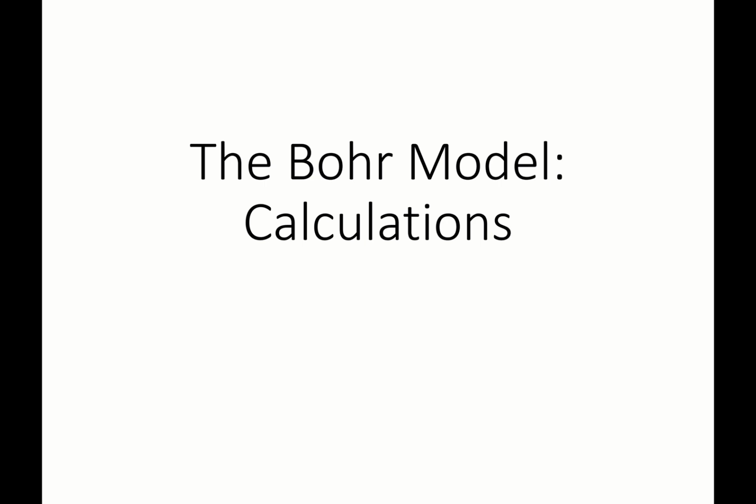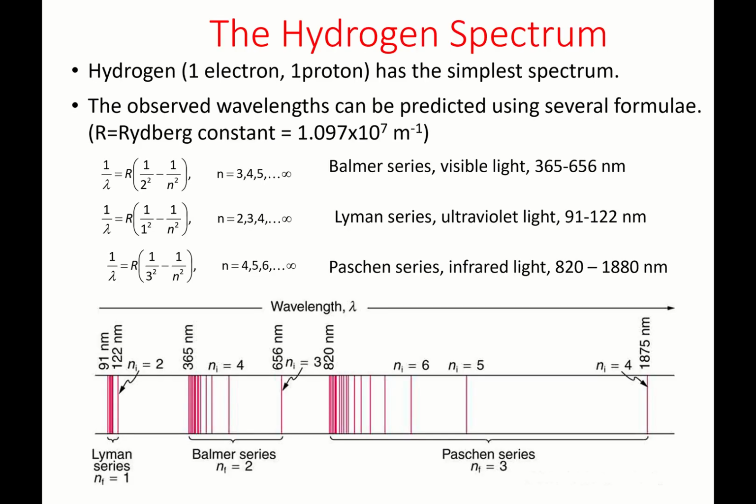Okay, so let's talk about doing calculations involving the Bohr model. The Bohr model involves electrons that are orbiting in fixed orbits around a positively charged nucleus, and the simplest is the hydrogen atom, which has one electron orbiting around one proton, and it has the simplest spectrum.